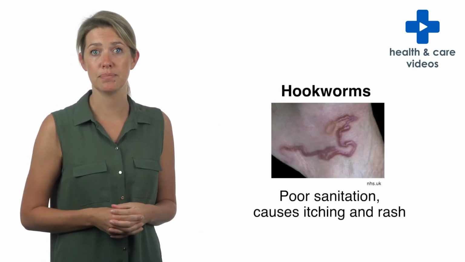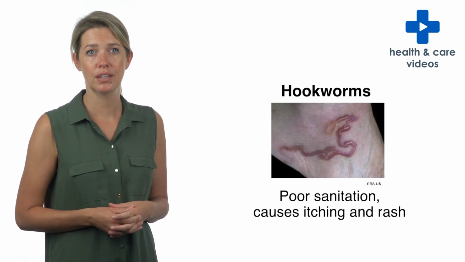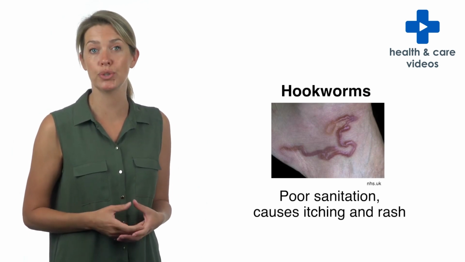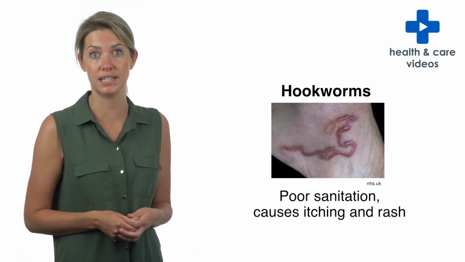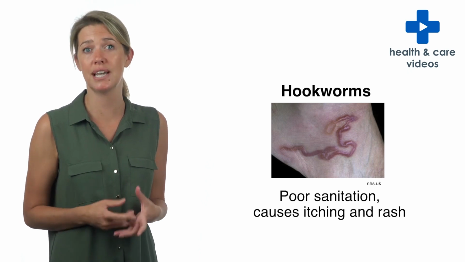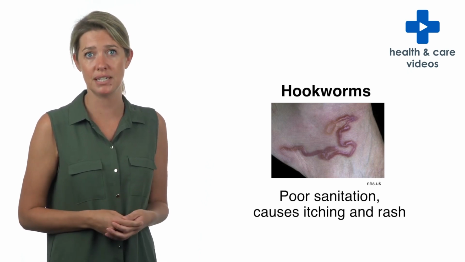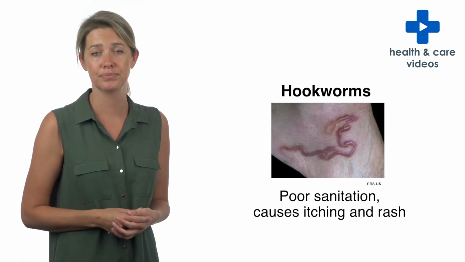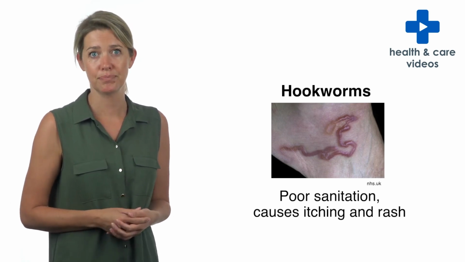Number 3, hookworms. How are they spread? Hookworm infection spreads if bare skin comes into contact with soil that has been contaminated by human feces. This parasite is most commonly found in countries with poor sanitation and a warm, moist climate, such as China, Africa, Southeast Asia, and America. Symptoms.